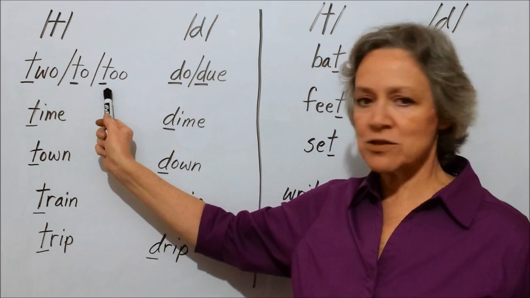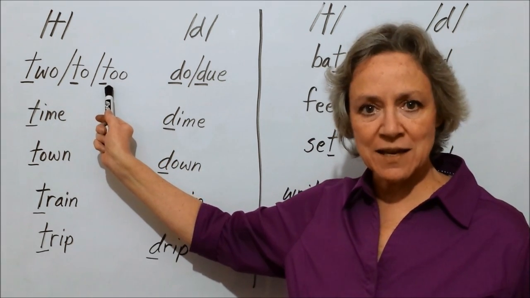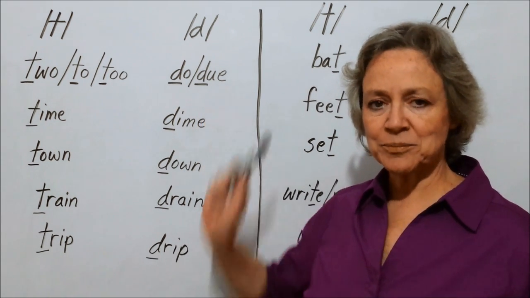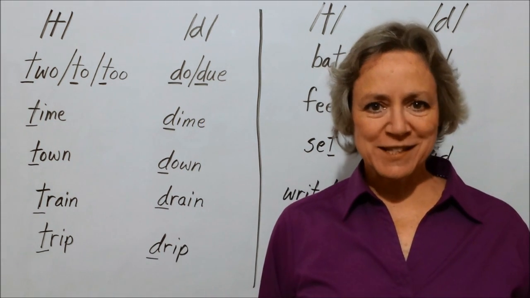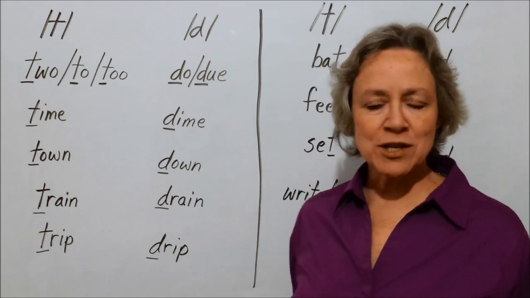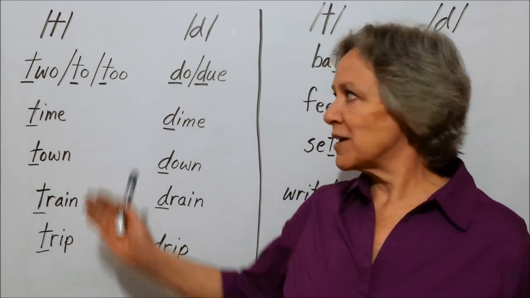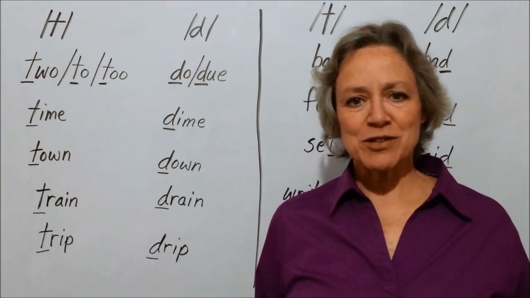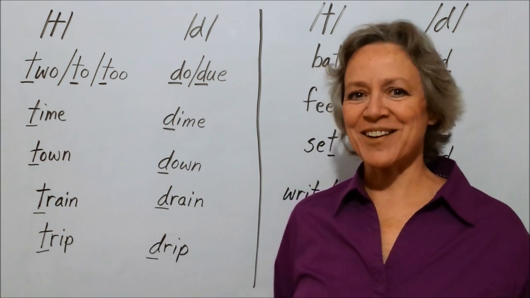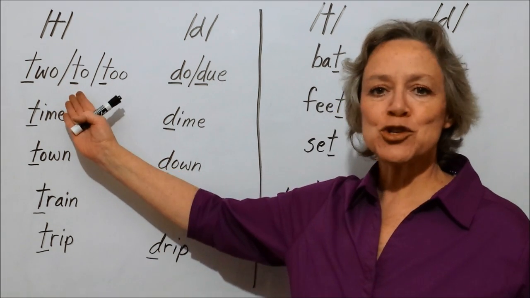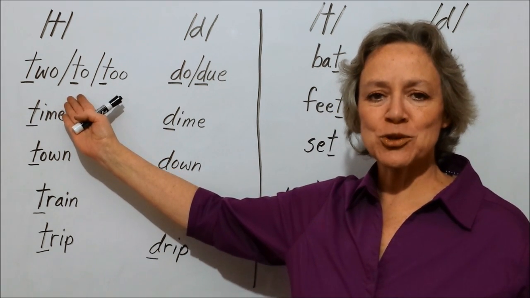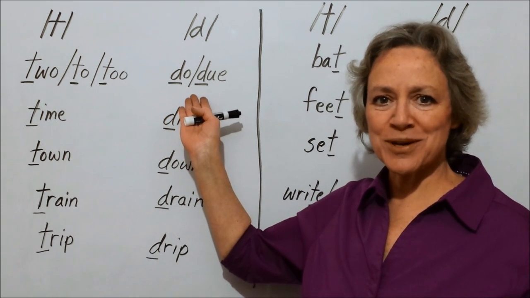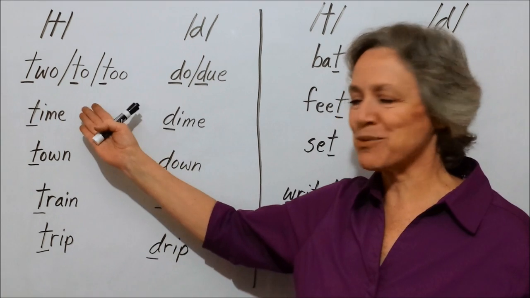So these three words are pronounced exactly alike. These two words are pronounced exactly alike. Okay? Please practice saying these with me. And what we're trying to do is just distinguish the sounds T and D and make sure that we are saying them differently. Okay? All right, let's go. Two, two, do, do. Okay? I guess I should do it this way.